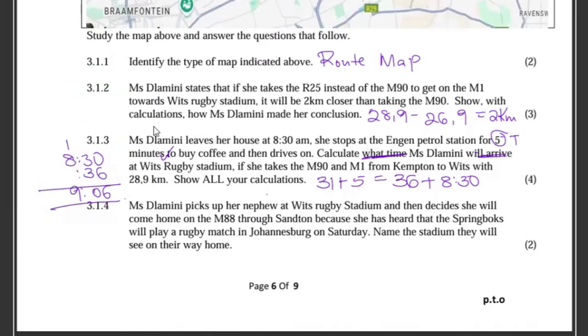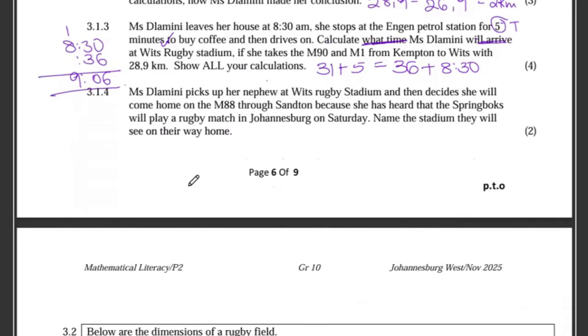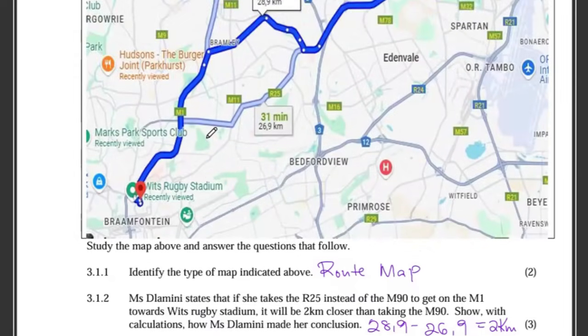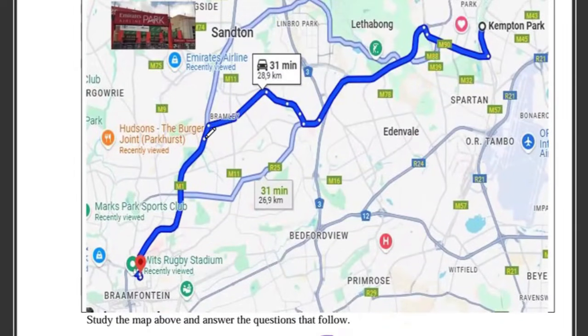Mrs. Lamini picks up her nephew at Wits Rugby Stadium and then decides she will come home on the M88 through Santon because she has heard that the Springboks will play a rugby match in Johannesburg on Saturday. Name the stadium they will see on their way. We are using the M88 now.